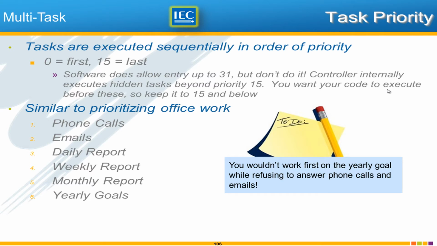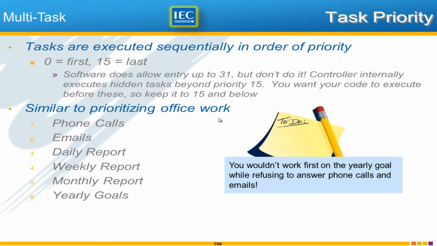And when you're considering the task priority, remember that the tasks are executed sequentially in the order of priority, where a task with priority 0 is first and 15 is last. The software will at this time allow you to enter as high as 31. As we say here, don't do it. Your controller has other tasks which you don't see for taking care of itself, and you want those to execute after your tasks, not before the controller internal tasks. So please use 15 and lower for the values.